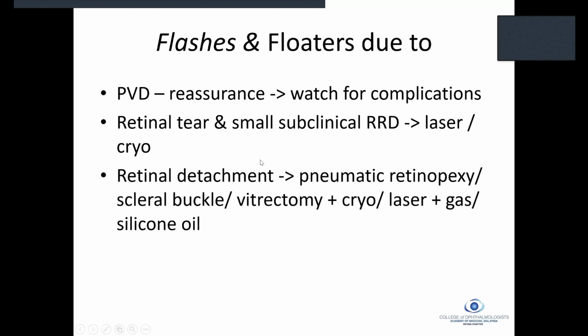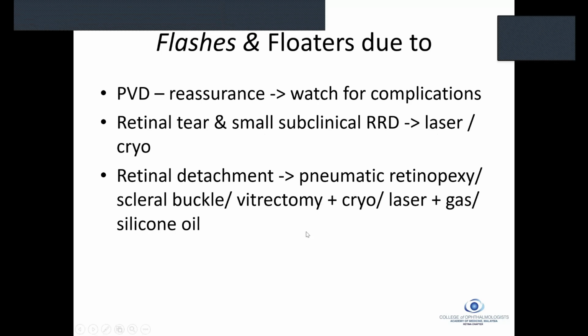When there is a significant retinal detachment, clinically visible, then we resort to our routine options of either pneumatic retinopexy, sclerobuckle, which can be combined with vitrectomy, or plain vitrectomy with cryo or laser, and gas or silicone oil tamponades. It is not the purpose of this talk to go into details, and I hope you will read on for the various indications. It is definitely worth an entire talk to go into the management of these conditions.